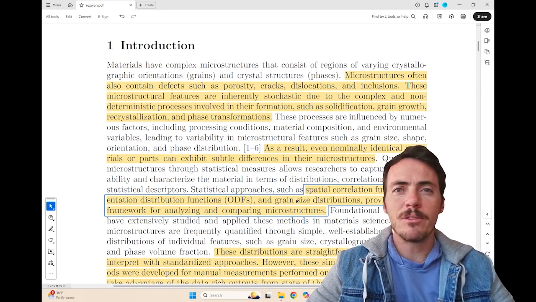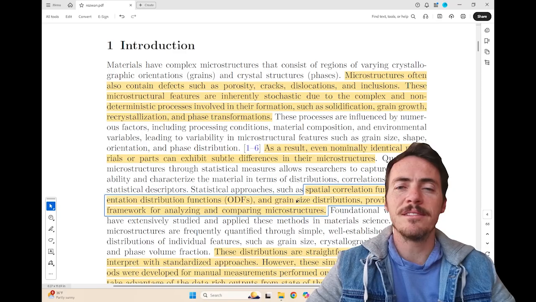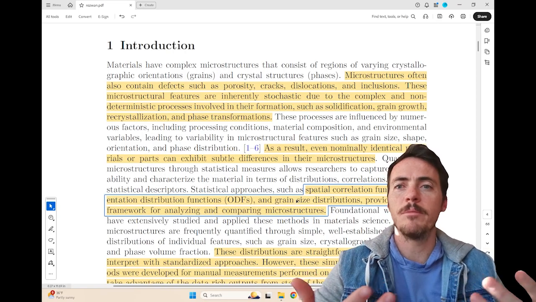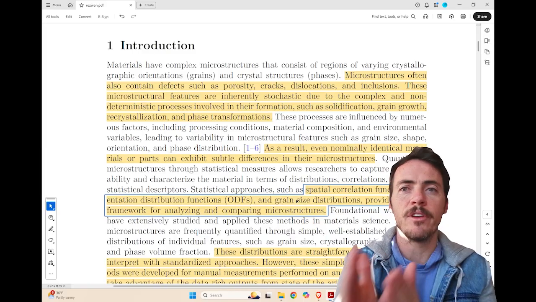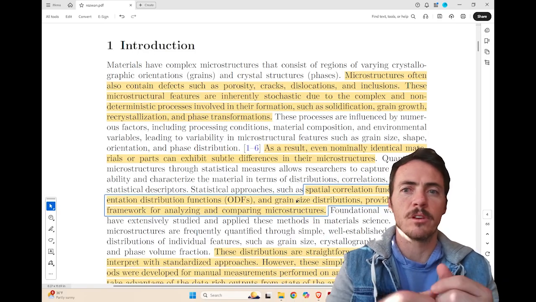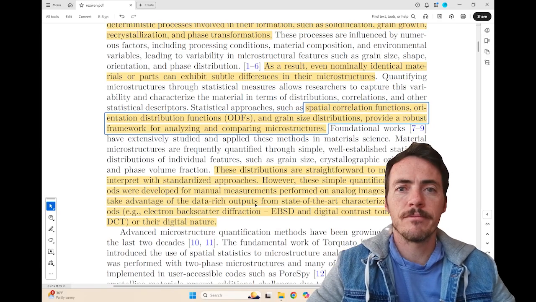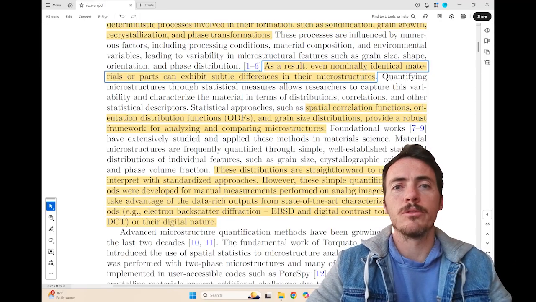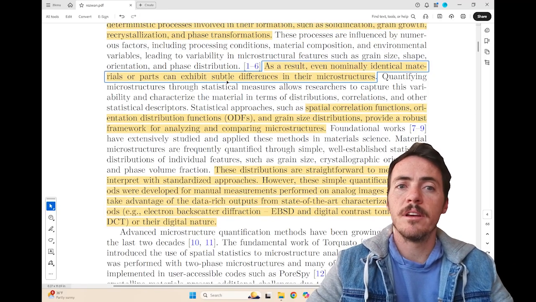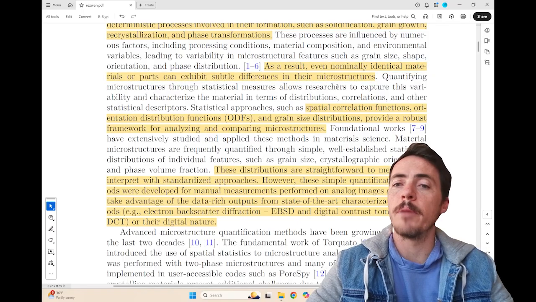But microstructure is not always deterministic. It has a stochastic or random nature to it. The same process a bunch of different times will give you slightly different variations of a similar microstructure, right? That's a challenge. It says right here, even nominally identical materials or parts will exhibit subtle differences in their microstructures.